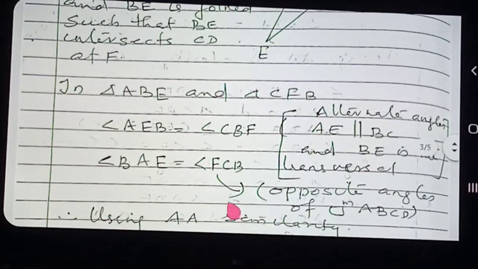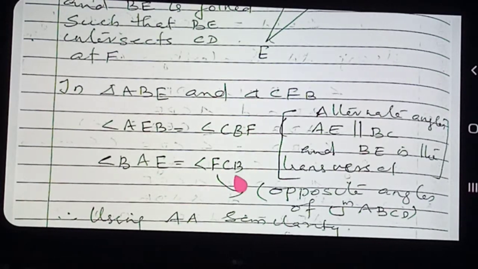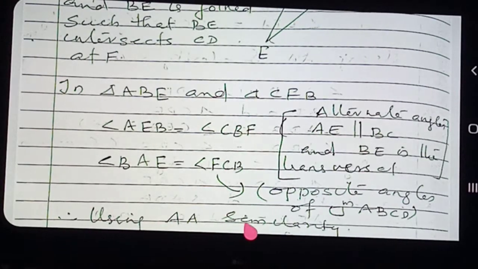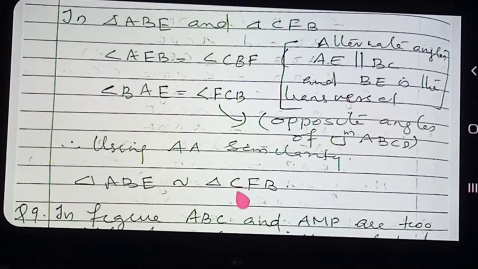What's the reason here written? Opposite angles of a parallelogram ABCD. Therefore, two pairs of corresponding angles we proved equal, no? If two pairs of corresponding angles are equal, what can you say? By AA similarity rule, these two triangles are similar.